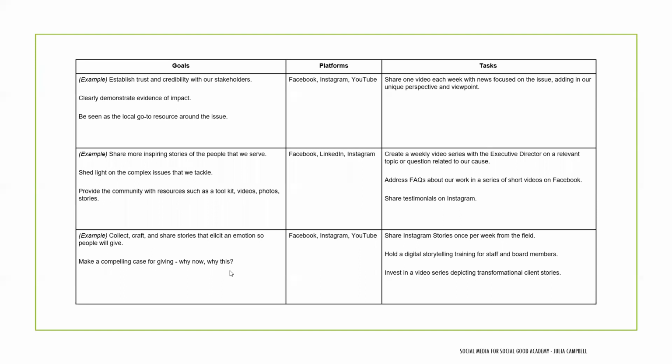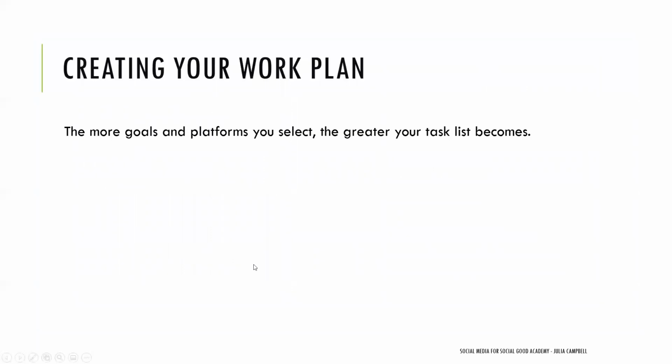The third one, make a compelling case for giving. So maybe you want to use Facebook, Instagram, and YouTube. You've done your assessment. You figured out these are the 3 best channels for you. Then your compelling case for giving: you want to share stories. Maybe you want to put the donate sticker on your stories. You want to hold a training for staff and board members so that you can create the compelling case. Maybe you want to do a video series. So obviously these are not prescriptive. They're just examples to give you some ideas of how goals, platforms, and tasks fit together.